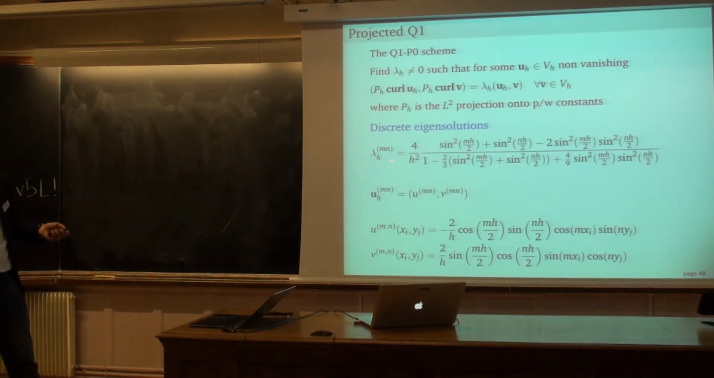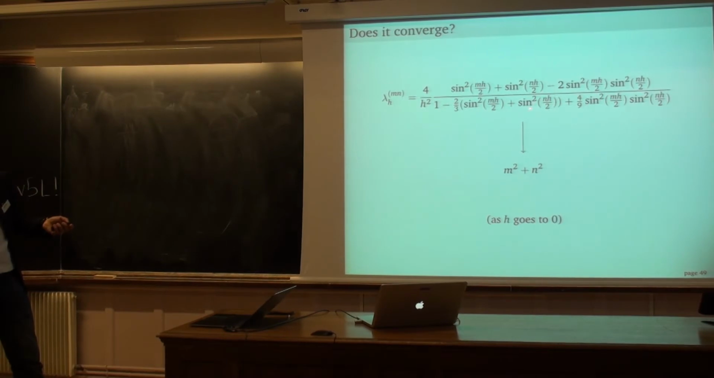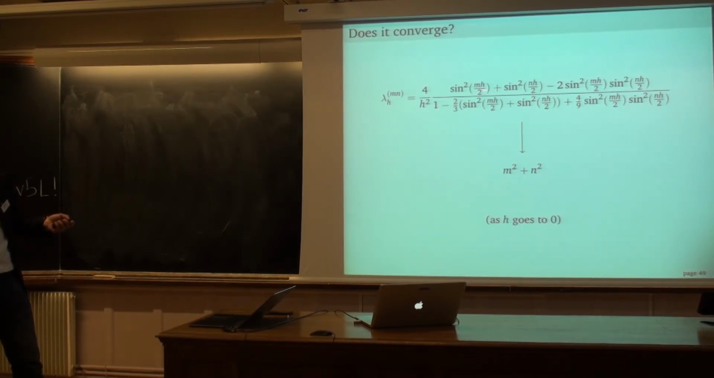So you can order all the discrete frequencies with m and n in such a way that you have the corresponding eigenfunction, which is just the interpolation of the exact eigenfunction multiplied by something that goes to 1. So this is very nice. And if you look at the formula, when h goes to 0, this formula clearly goes to m squared plus n squared. This seems to be very nice, because this goes to 0, this goes to 0, this goes to 0, so you have 1. So it remains m squared plus n squared, and then you have h squared, and there is some 4 coming from the denominator, I think, that cancels out this 4. Anyway, so you get m squared plus n squared.